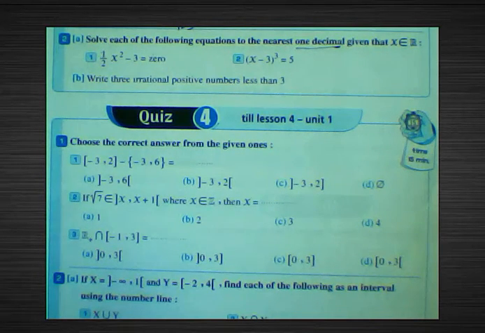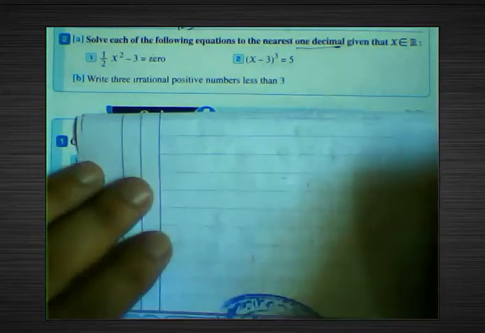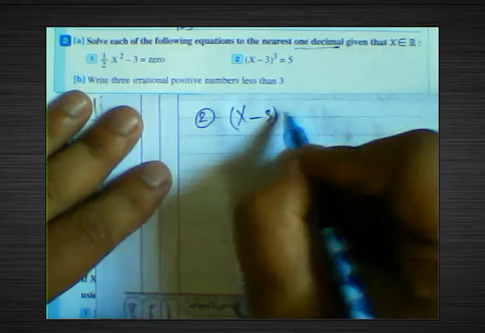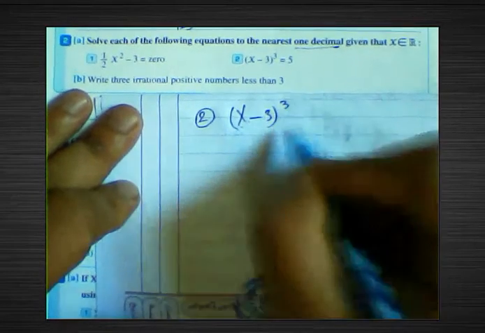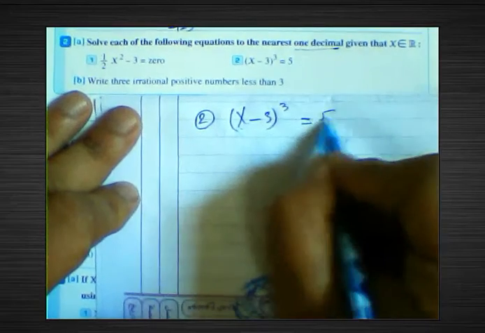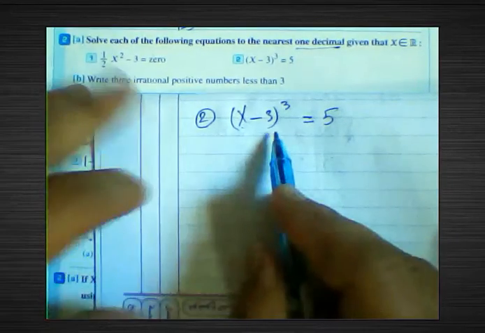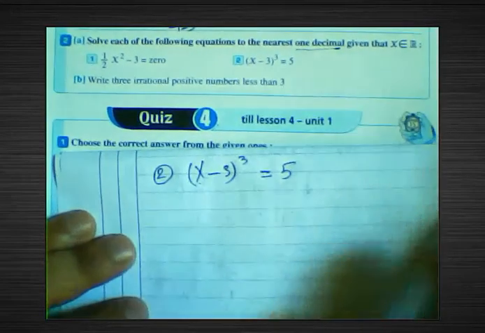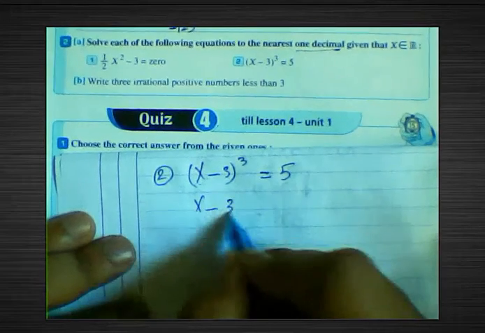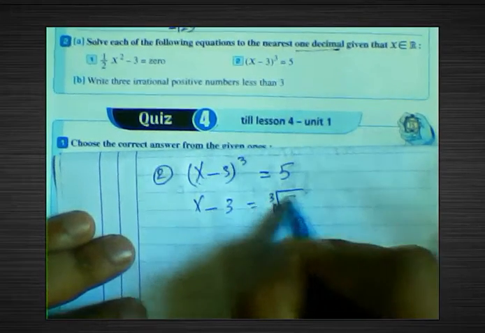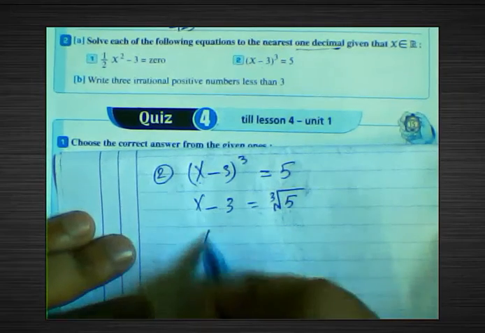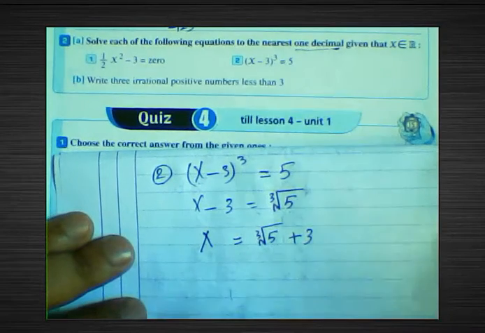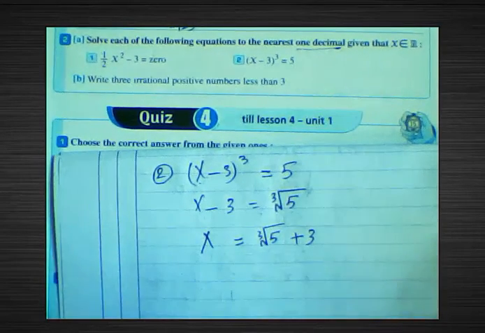Question 2: x minus 3 in brackets to the power 3 equals 5. We can solve it by taking the cube root of 5 here, and x will be the cube root of 5 plus 3. The cube root of 5 plus 3 we can compute with a calculator.